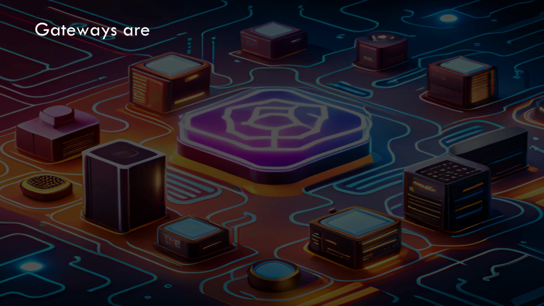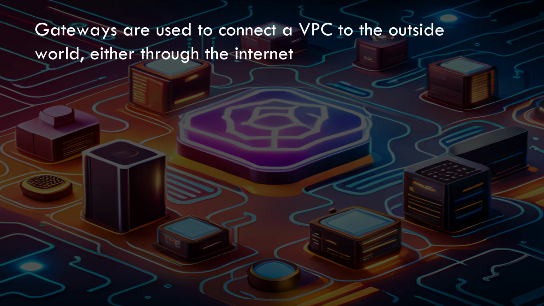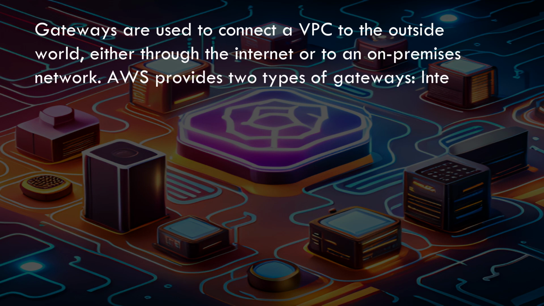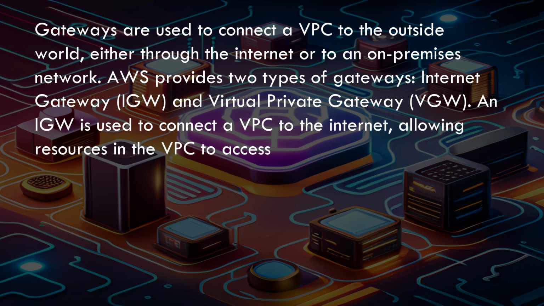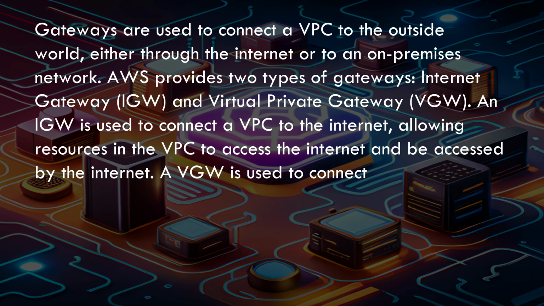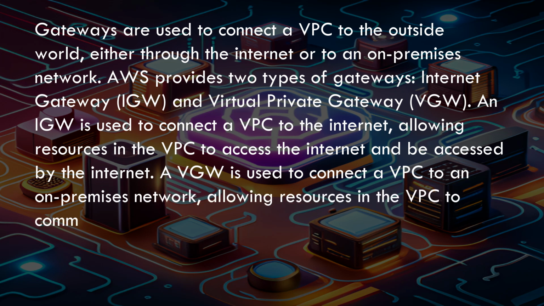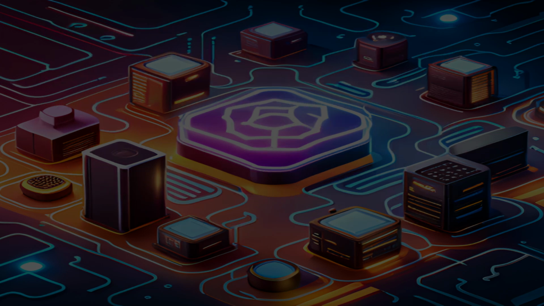Gateways are used to connect a VPC to the outside world, either through the internet or to an on-premises network. AWS provides two types of gateways: Internet Gateway, IGW, and Virtual Private Gateway, VGW. An IGW is used to connect a VPC to the internet, allowing resources in the VPC to access the internet and be accessed by the internet. A VGW is used to connect a VPC to an on-premises network, allowing resources in the VPC to communicate with resources in the on-premises network.